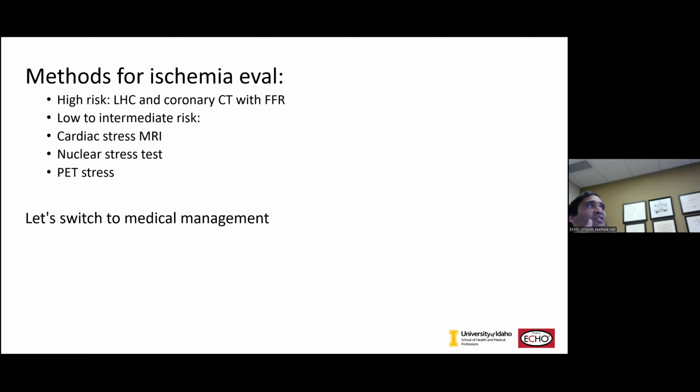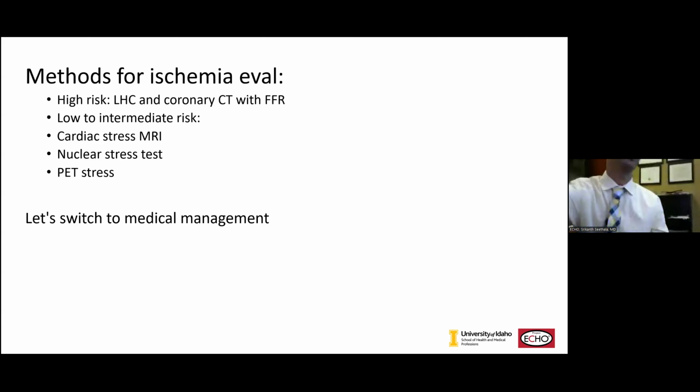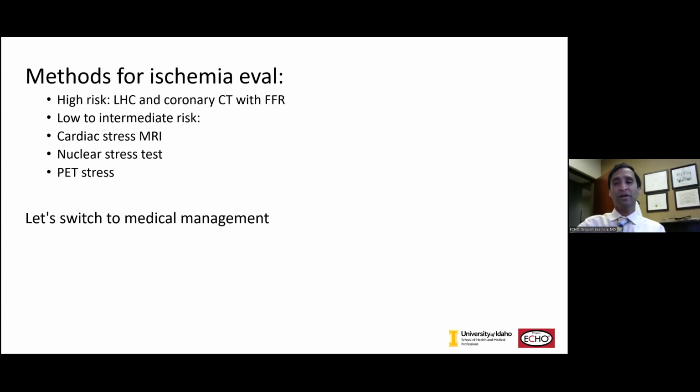But the downside of it is, if it is positive, you need to take them back to the cath lab. In low to intermediate risk people, cardiac stress MRI, nuclear stress test, and PET stress test are important ways of doing ischemia evaluation. One other place where the nuclear stress test has an important role is to determine how much myocardium is involved with coronary artery disease, the percent of myocardium involved, and that helps us. We will switch to medical management now: how to do medical management for ischemic cardiomyopathy.